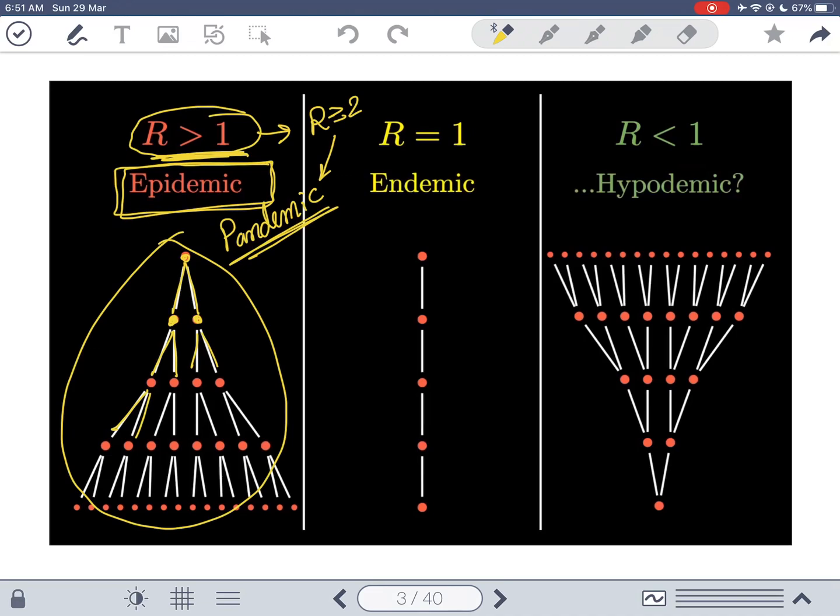Okay, so if R is 1, you call it an endemic, and there is no name actually for R less than 1, but the maker of the video suggests that you call it hypodemic. Hypo, from weak or below. Okay, so that's about this R, the reproduction number.